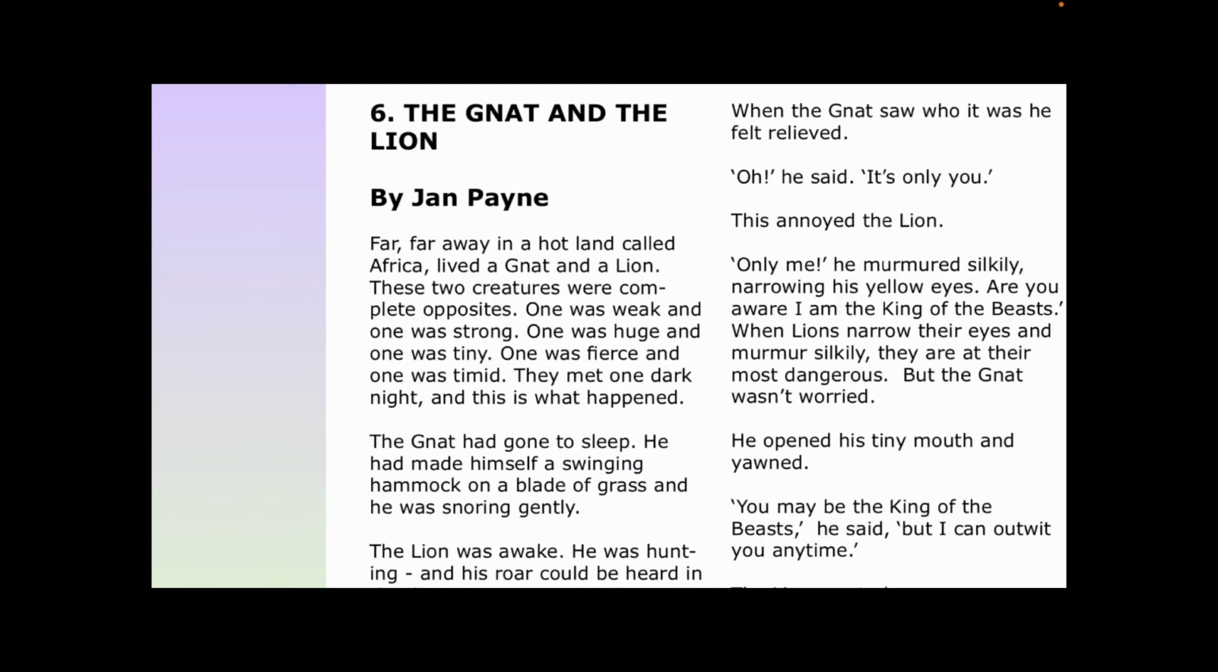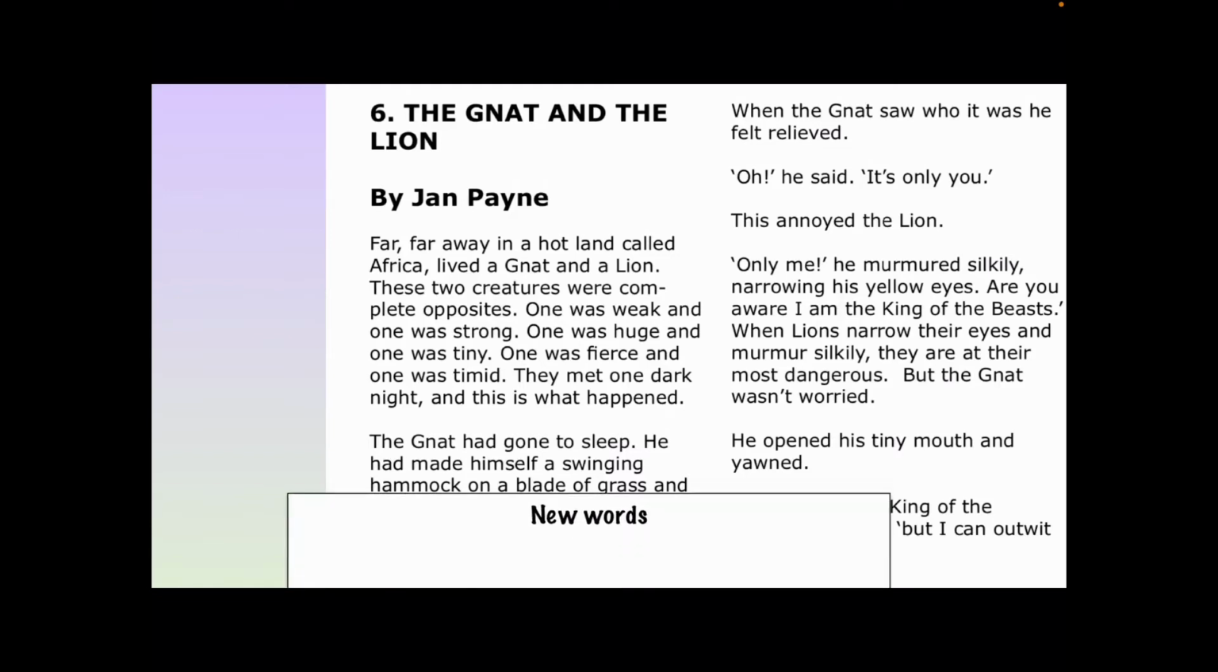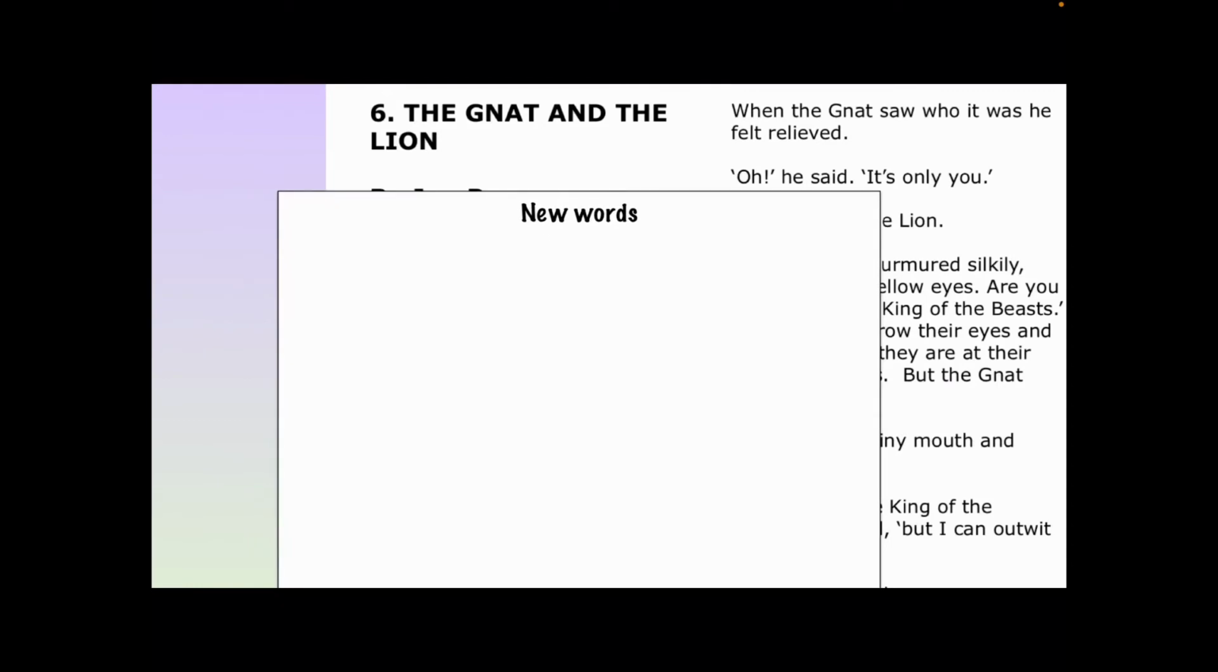Another word you might have noticed there was the word timid. What do we think timid means? So the story is telling us that these two creatures were opposites. One was fierce, which means angry and aggressive, and one was timid. So what might timid mean if it is the opposite of fierce? Let's write these words down in our new word sheet. So we'll have gnat and timid. So maybe timid, if it's the opposite of fierce, it means gentle and afraid.